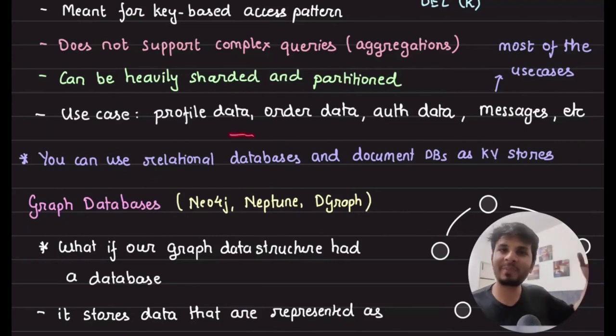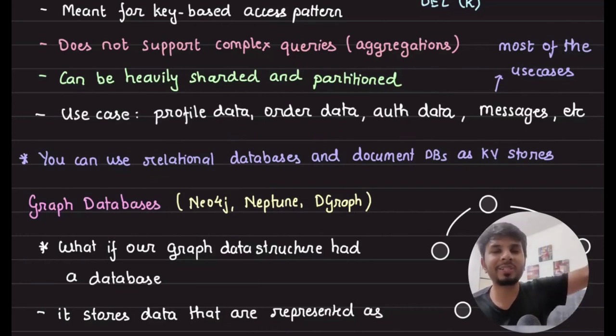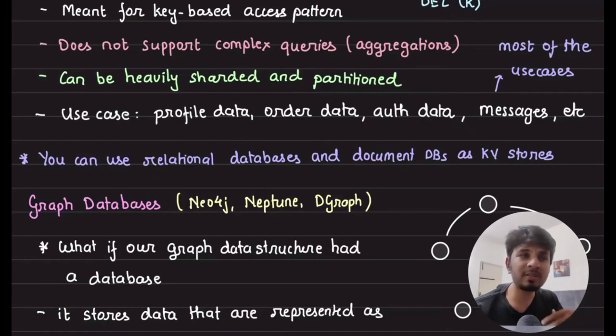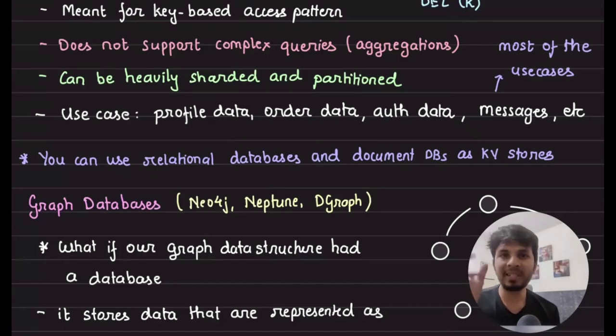Profile data, given a profile ID, give me the profile information. Given an order ID, give me the order detail. Given an authentication token, give me the authentication object. Given a message ID, give me the message. It's so common. Key value access are so common. And to be honest, most use cases you may think key value is the way to go. Except when you need a lot of complex things out of your database, key value databases shine like anything, which is where DynamoDB is seeing massive adoption.